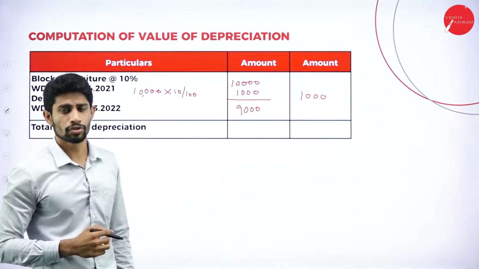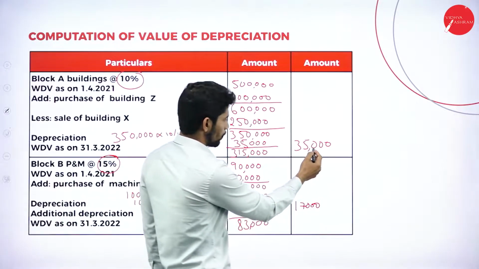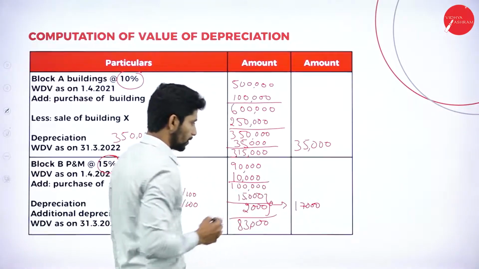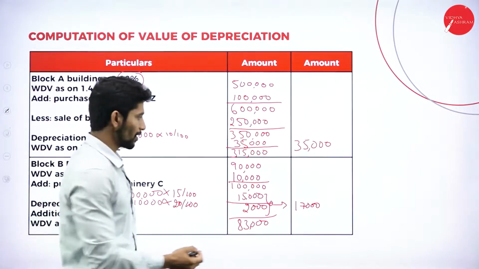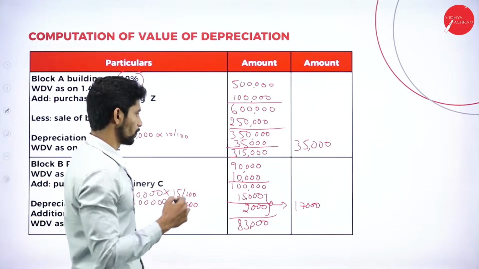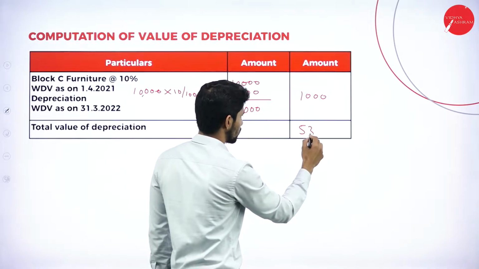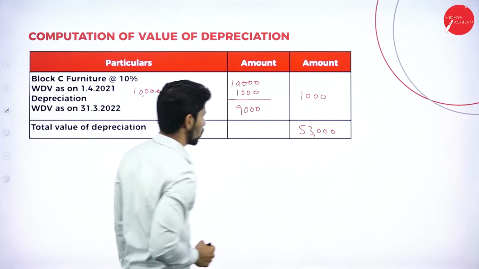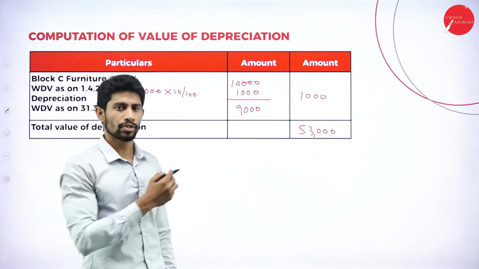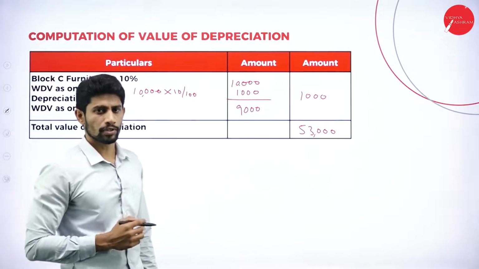So now calculate the outer column. You will get the total value of depreciation. So here from block A, we have 35,000 rupees of depreciation. In block B, we have 17,000 of depreciation. Altogether, it's 35 plus 17, it's 52,000. So 52,000 plus 1,000, you will get 53,000. So this 53,000 is called what? It is called total value of depreciation. So this is how we are supposed to solve the problems under depreciation. So moving on to the next problem.